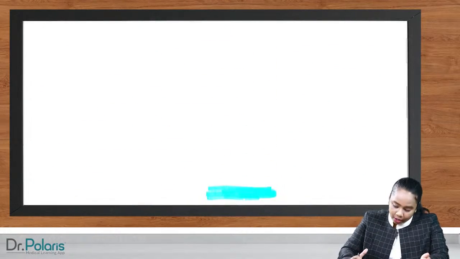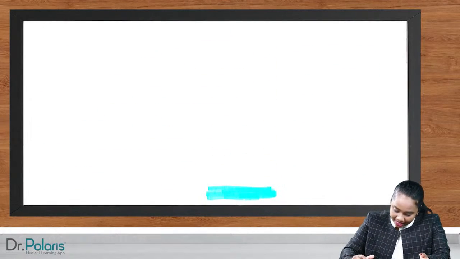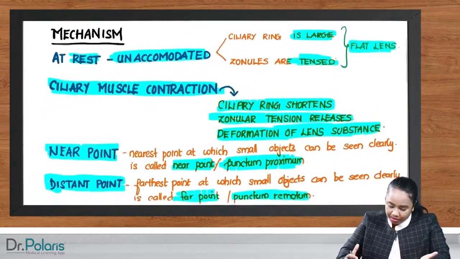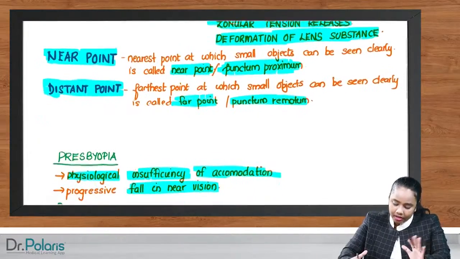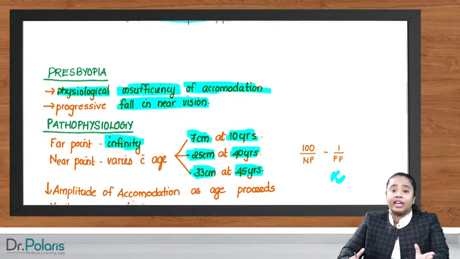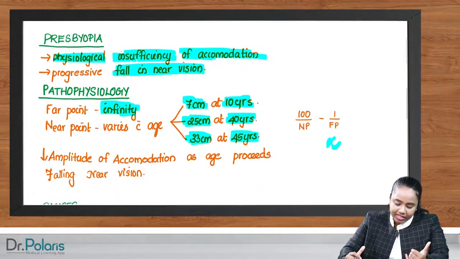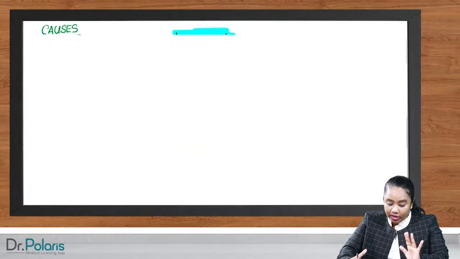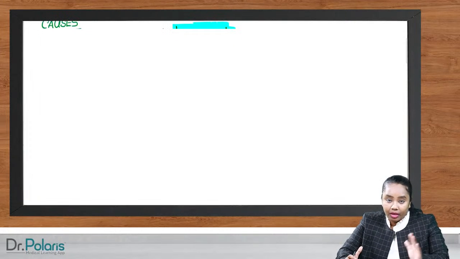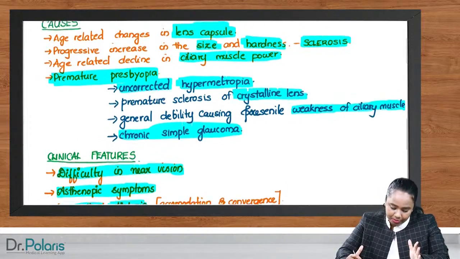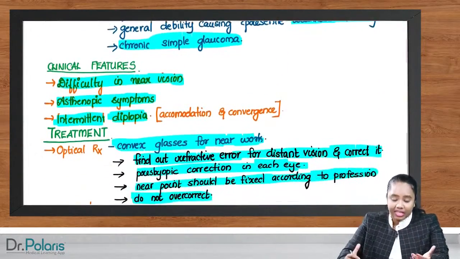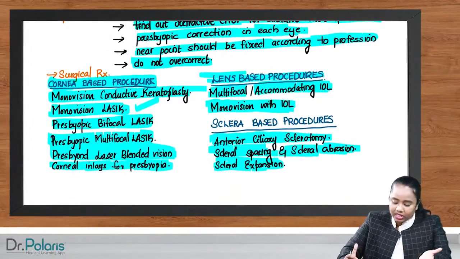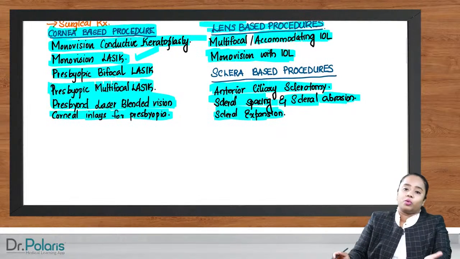So we were discussing accommodation. We started with what accommodation is, what is the basic mechanism that happens there at rest, and ciliary muscle contraction leading to changes in the curvature of the lens as well as the power of the lens. Then we started discussion about presbyopia, the pathophysiology, the major causes as well as premature presbyopia. Age related as well as premature presbyopia we discussed. Then the clinical features, and finally treatment: optical treatment and surgical treatment, surgical cornea based procedures, lens based procedures and sclera based procedures.